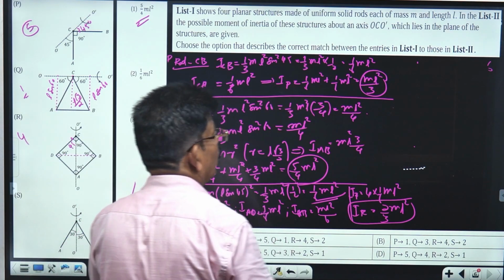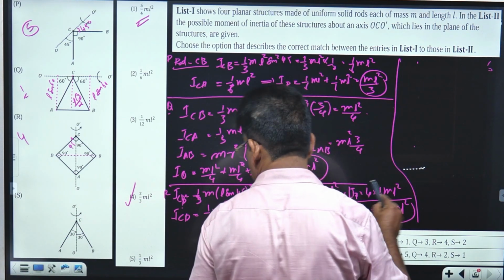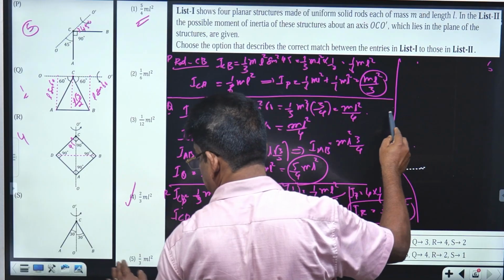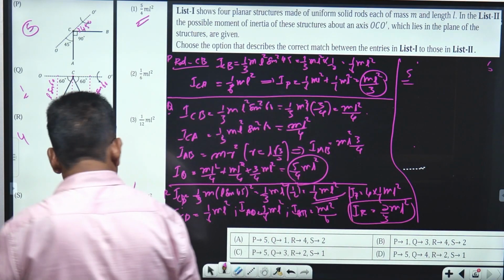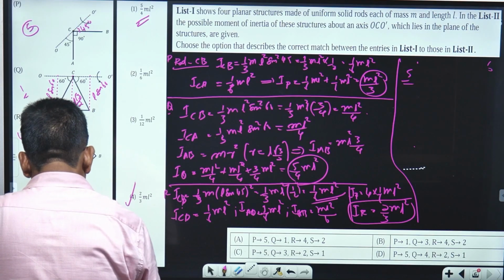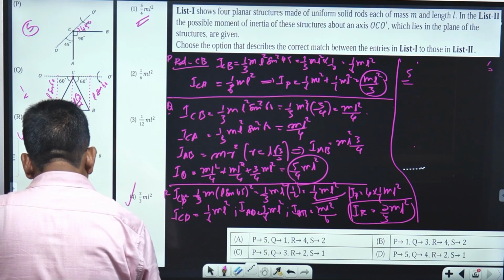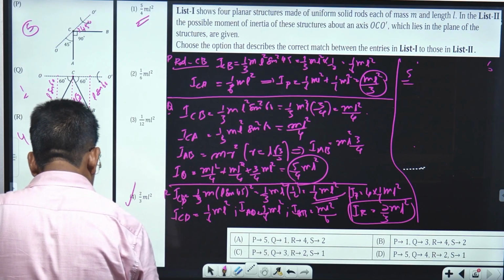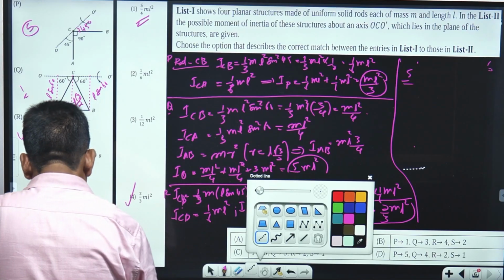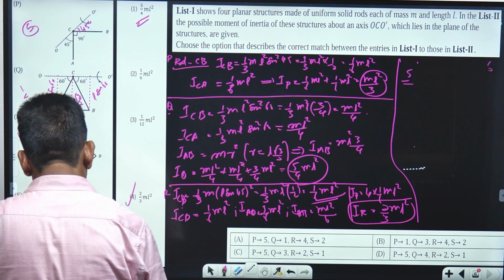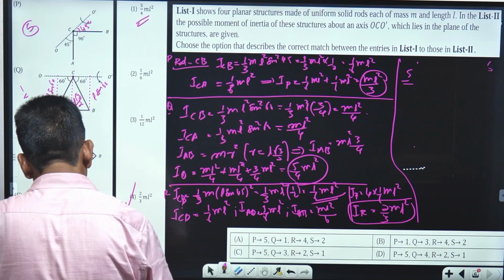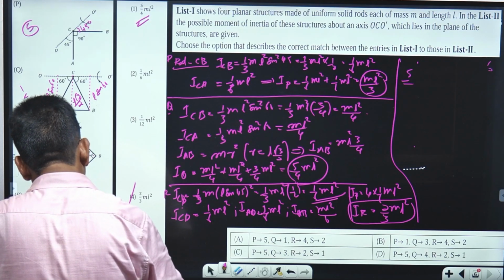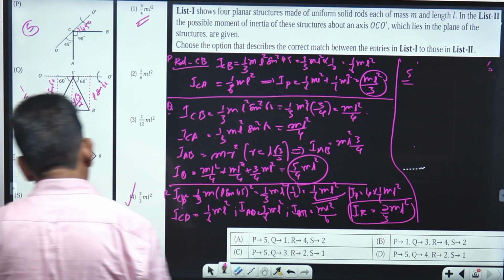Now we have the last figure. I write here on the side, I made a space for that. This is S. Now look here, I will draw the diagram. The angle the rod makes with the axis is 30 degrees. Therefore, this distance I mark here is L sine 30.